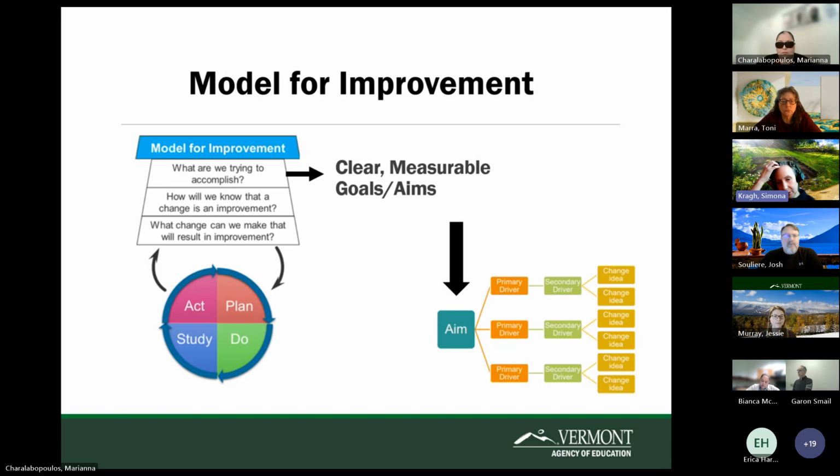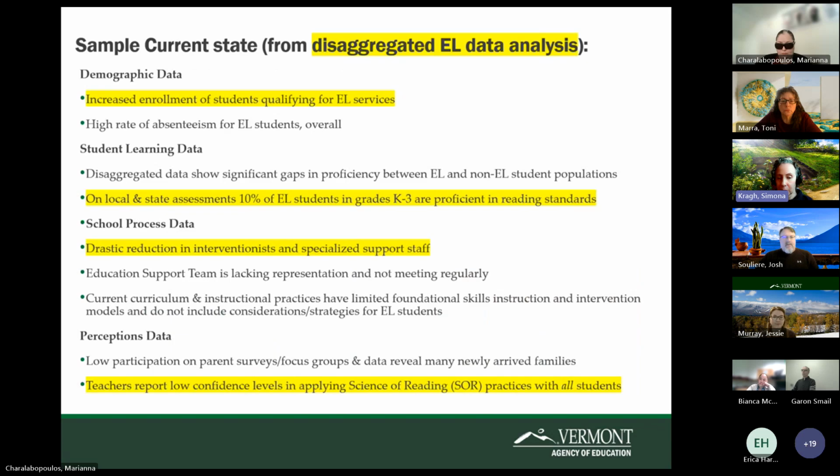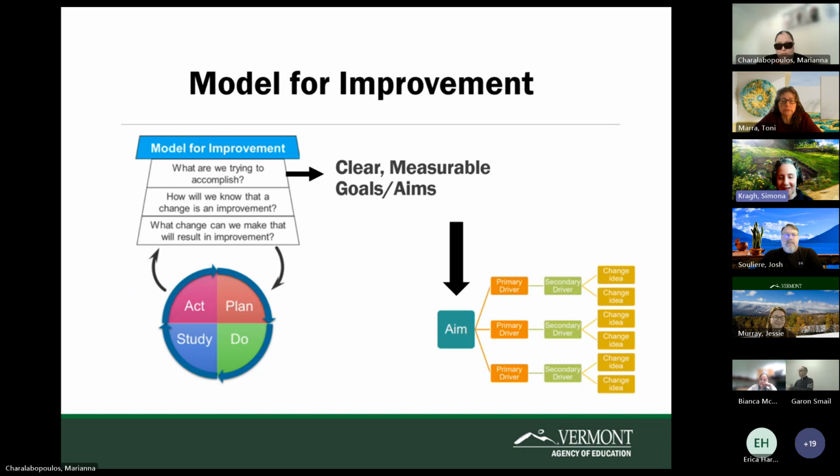And here is a summary for you, a visual of the PDSA cycle. The model for improvement is looking at clear, measurable goals, which are the first steps in developing the driver diagram. What are you trying to improve? How will you know that the change is an improvement? And what change can we make that will result in improvement? You should be looking at data to see the progress you have made.